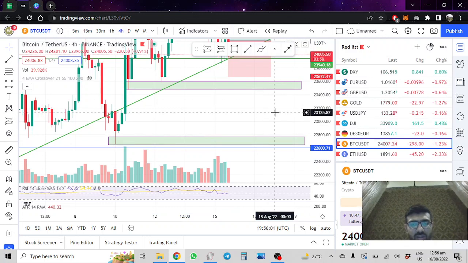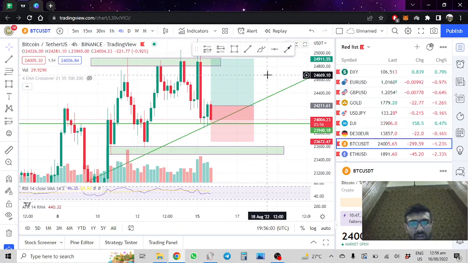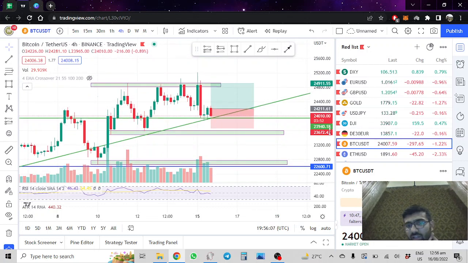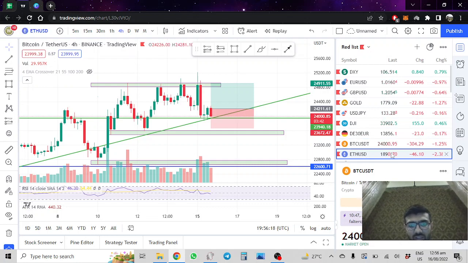Okay, so currently what I am doing is I am just waiting, as the retracement has taken place already, and there is a great chance that it would go up tomorrow. Let's go and study Ethereum.